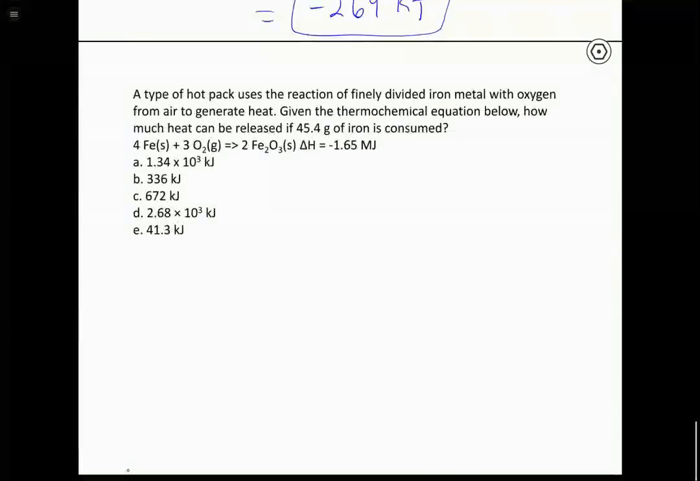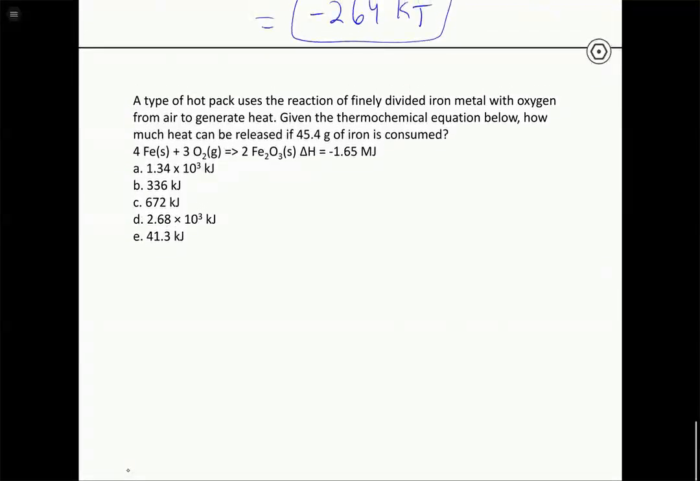The last problem here is what we call a thermochemical equation, and admittedly I did not go over this in class, so if you have trouble with this one, it's probably my fault for not covering this in class. We can go over it now, and we'll see it a little bit more later on.